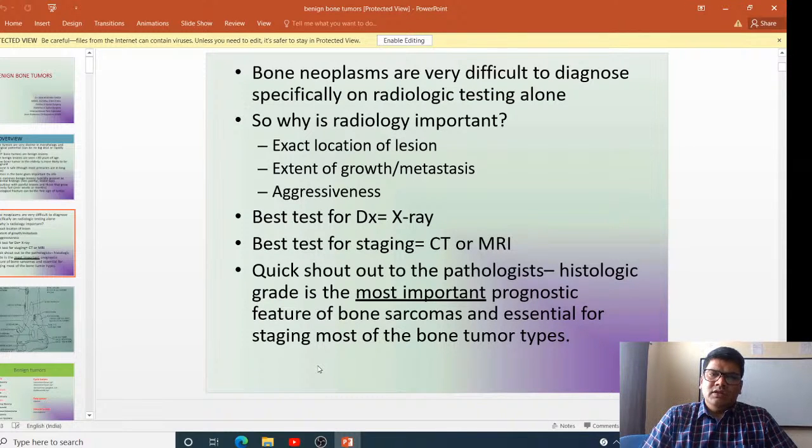So why is radiology important? Because it tells us the exact location of the lesion, extent of the growth, metastasis, and its aggressiveness. The primary test for diagnosis is X-ray. For staging, it is CT and MRI. And the most important prognostic feature for any sarcoma is the histological grading.